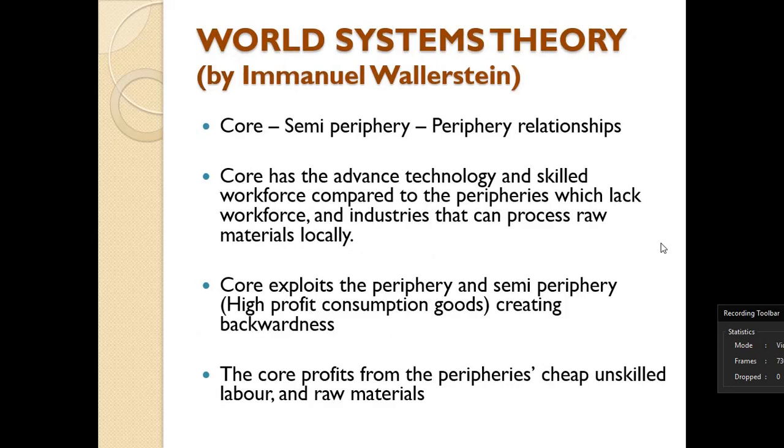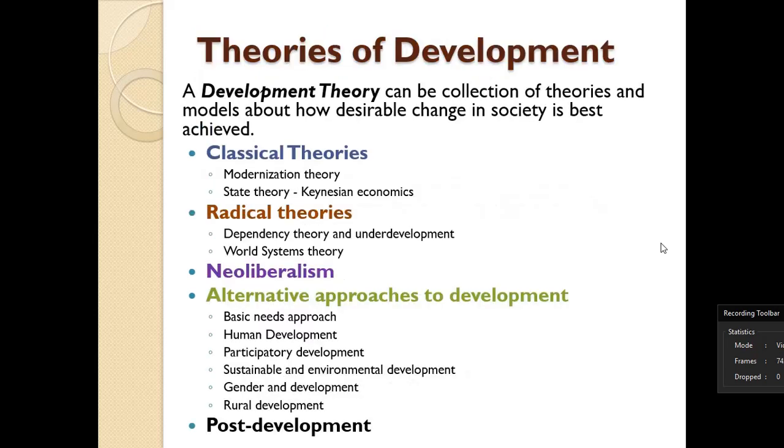The dependency theory relates to world system theory, which also looks at core and periphery relations. In other words, you can term that as developed countries, developing countries, and less developed countries. The core has advanced technology compared to the periphery, and the core exploits the periphery. So this is how the radical theories of development, dependency theory and world system theory, criticize what the modernization theories have proposed.